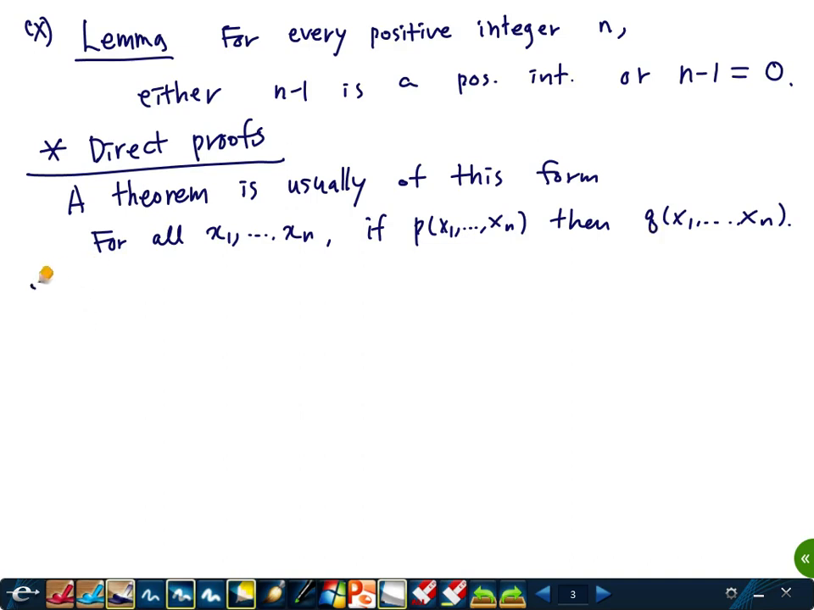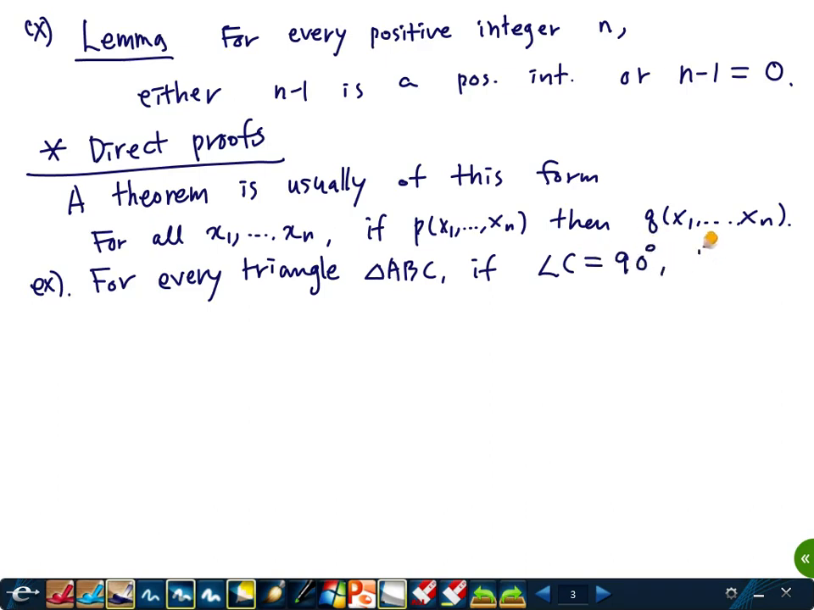So, example. This is a very famous theorem called the Pythagorean Theorem, or Pythagoras's Theorem if you want. For every triangle, say ABC, if the angle at C is equal to 90 degrees, then this is a right triangle, then the side length AB squared equals AC squared plus BC squared. This is a theorem. You have proved this before, if you remember.